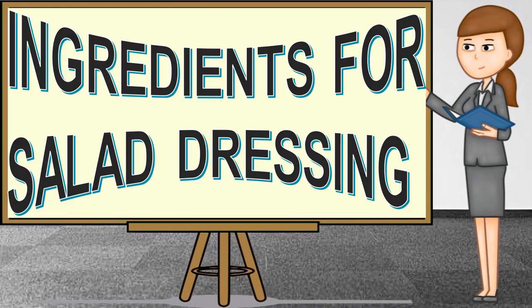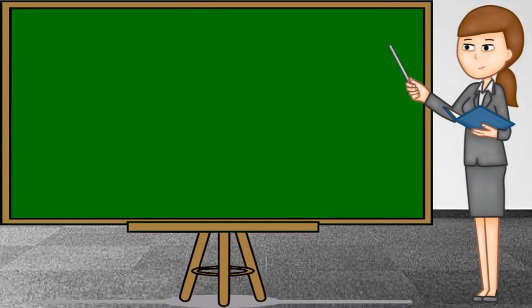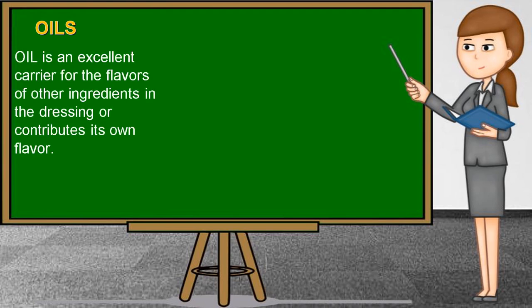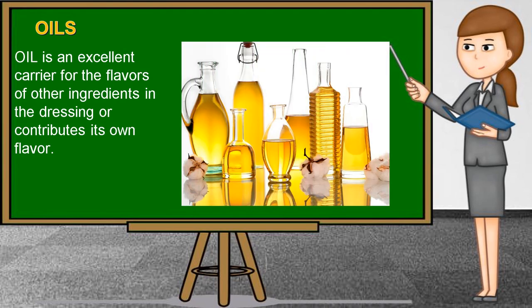And now let us explore the ingredients for salad dressing. All dressings include oil, vinegar, and often mustard in their list of ingredients. However, each of these ingredients can be derived from a variety of different sources or methods of preparation. Each source or method lends a unique flavor or texture to the ingredients. The first ingredient for salad dressing is oils. Oil is an excellent carrier for the flavors of other ingredients in the dressing or contributes its own flavor.